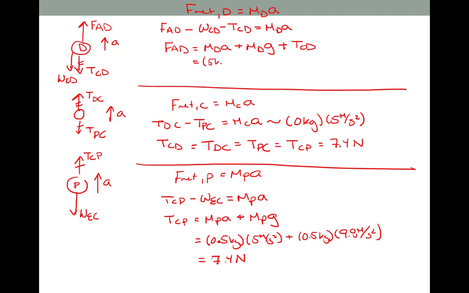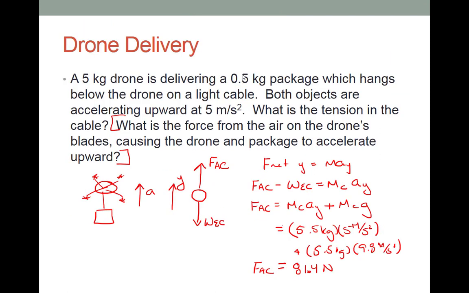So that's 5 kilograms times 5 meters per second squared, plus 5 kilograms times 9.8 meters per second squared, plus, and I'm going to get rid of that glitch, 7.4 newtons. If you multiply and add all of that together, you get 81.4 newtons, which is exactly the same number we got on the previous slide when we looked at it as just one combined unit, 81.4 newtons.